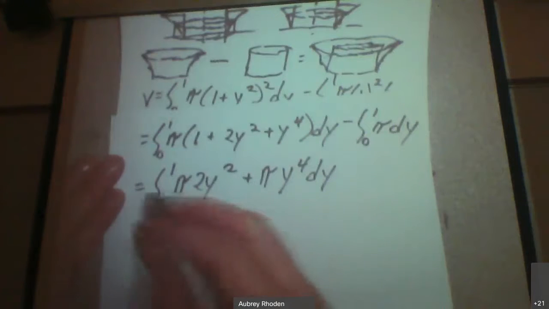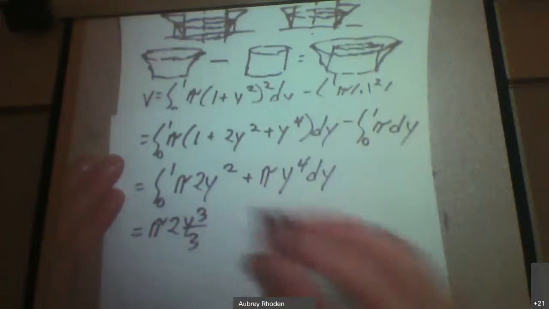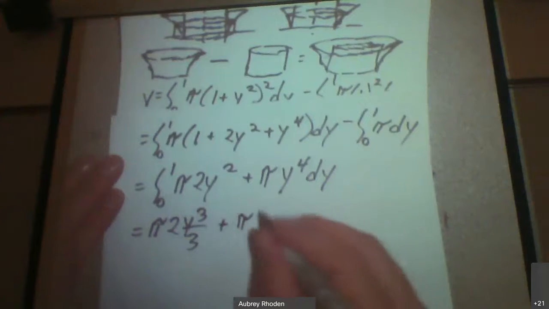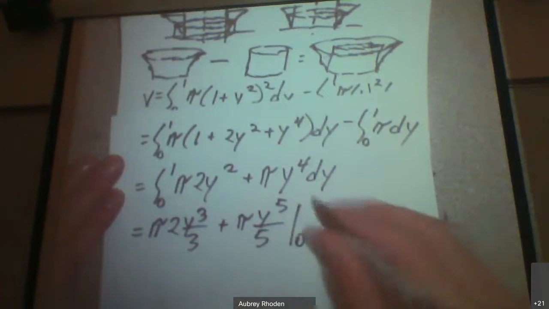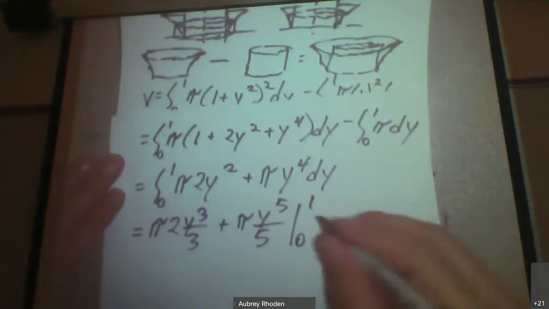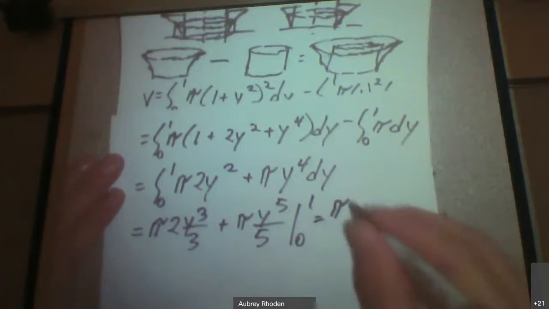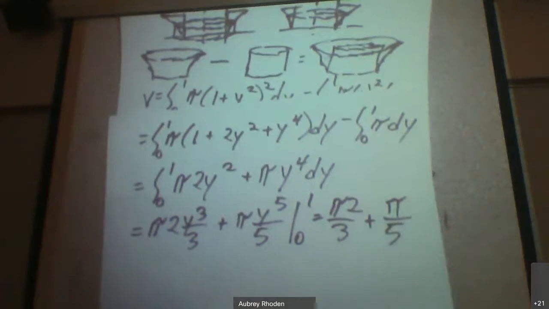Okay, and so that becomes pi times 2 y cubed divided by 3 plus pi times y to the 5th divided by 5, evaluated at 0 and at 1. That becomes pi times 2 divided by 3, and then plus pi divided by 5. And that's it. You can leave the answer like that.